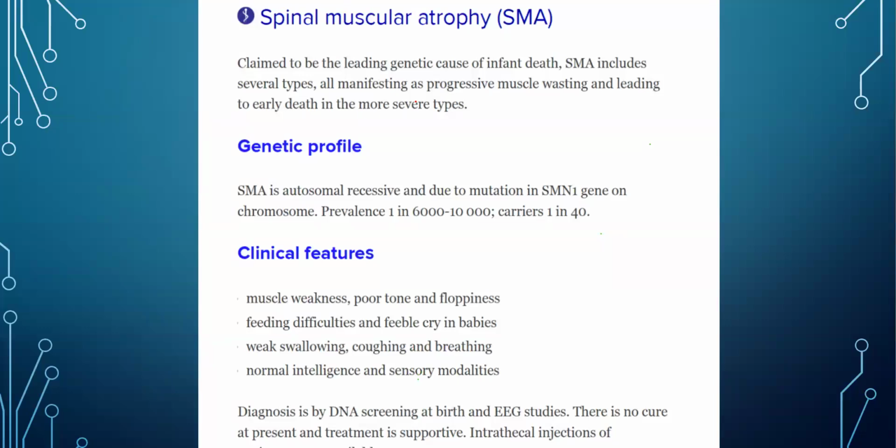So that's Duchenne muscular dystrophy. The main presentation is delayed motor milestones, and also they have progressive muscle weakness of their hip and shoulder girdle.